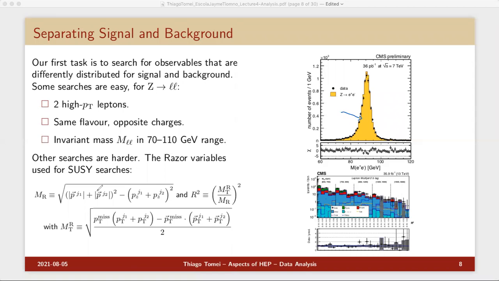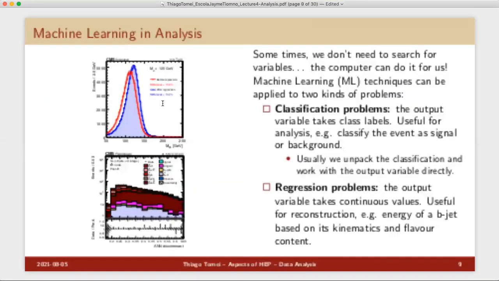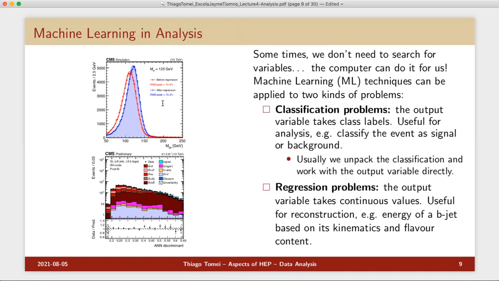But Thiago, I'm sorry, why did you invent this stuff? This is the creativity. You have to think about the analysis, think about the topology that you're searching for, and try to design this kind of variable and see if it works. Of course, nowadays we live in the future, right? This is 2021, so maybe we don't need to do that. Maybe we can just train a computer to do it for us. And yes, we do that too.